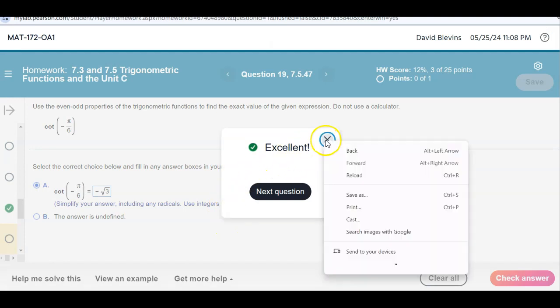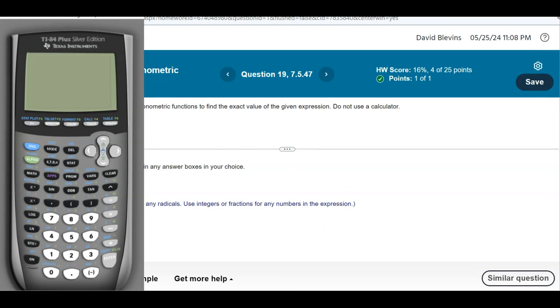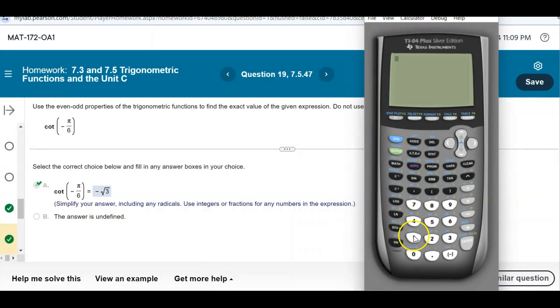Now again, the TI calculator cannot give you that number. It can give you a decimal approximation of that number. Remember, cotangent is 1 divided by the tangent, and then I'm going to put in negative pi over 6. Always remember to use this button as negative and not minus. So there's what I input. I get this. Sorry, I'm in degree mode. Make sure you're in radian mode. So there's what I get.